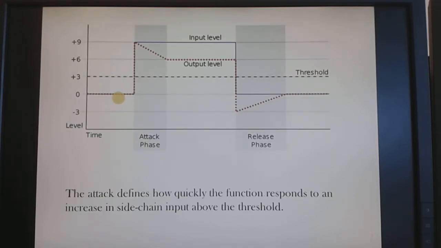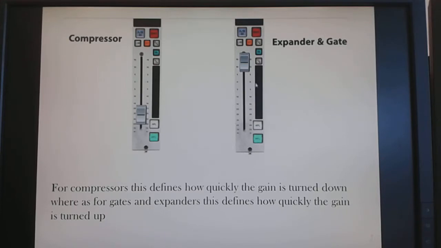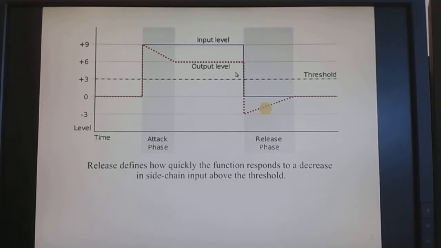The attack defines how quickly the function responds to an increase in the sidechain input above the threshold. For compressors, this defines how quickly the gain is turned down, whereas for gates and expanders, this defines how quickly the gain is turned up.